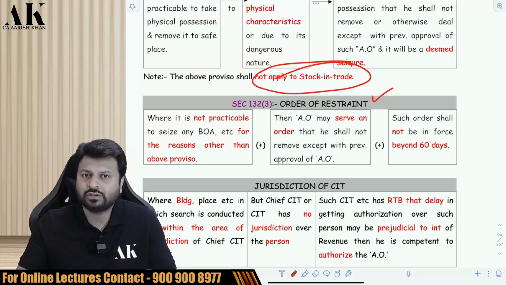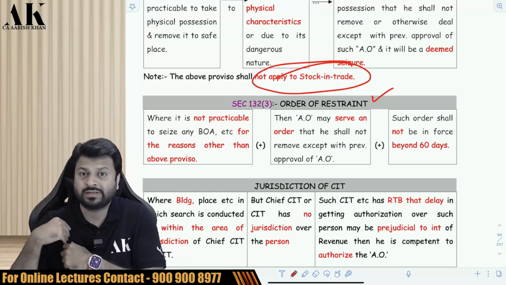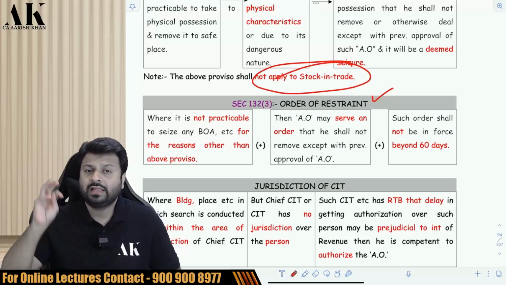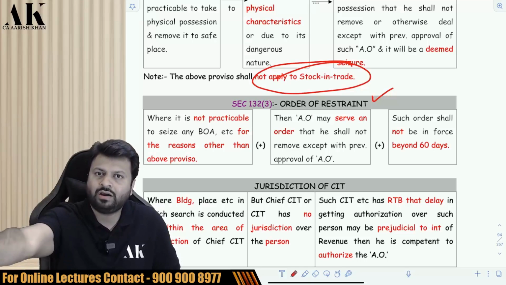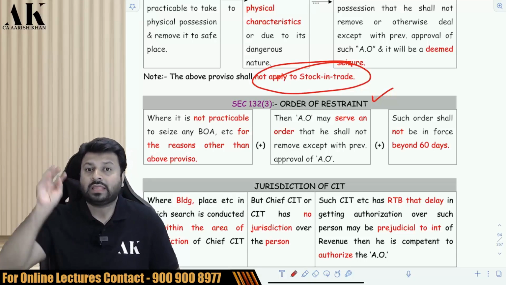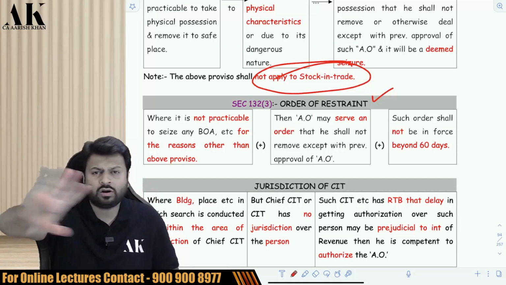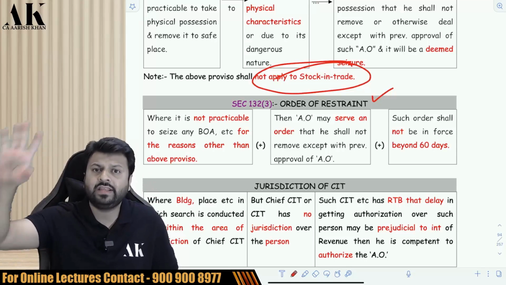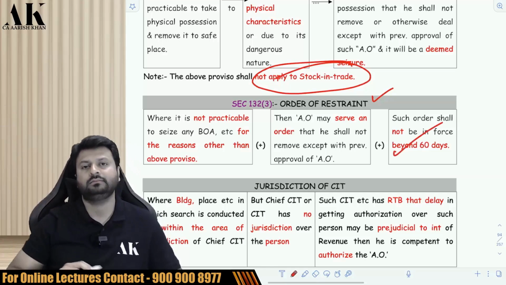And when they asked whose jewelry it is, your brother said it is my jewelry, and he showed the relevant documents also. But still the department had some doubt in their mind whether the jewelry is the brother's jewelry or the assessee's jewelry. So the department gave an order of restraint in the hands of the brother. The department said to the brother, we are giving you an order of restraint. We are not seizing your jewelry, but we are just restraining you from selling this particular jewelry for the next 60 days. Check.